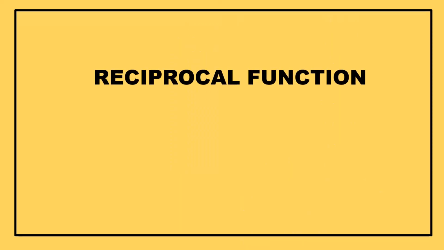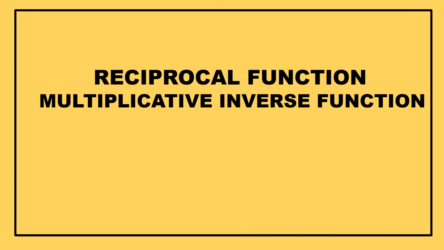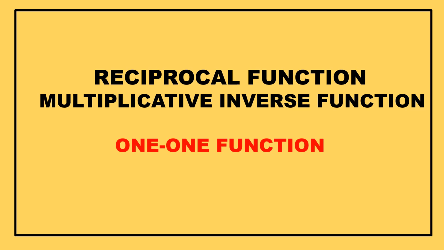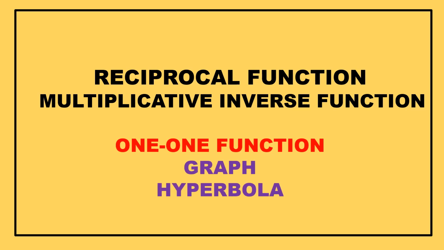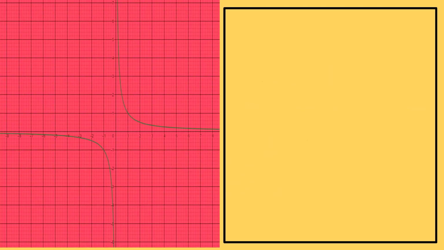Reciprocal function, that is the multiplicative inverse function. It is a one-one function. Its graph is a hyperbola. Let's verify using the horizontal line test.